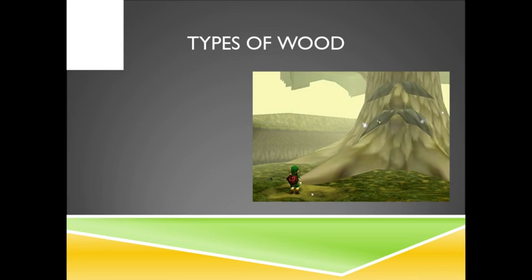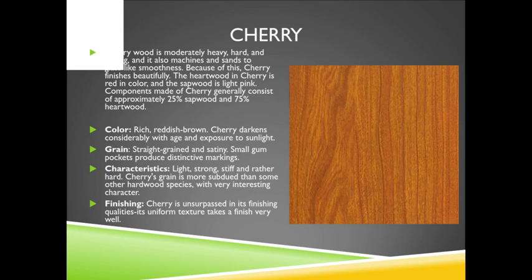Today I want to talk about types of wood. In our last PowerPoint, we talked about softwoods and hardwoods and what trees they came from. Today we're going to get more specific. The first type of wood is cherry.